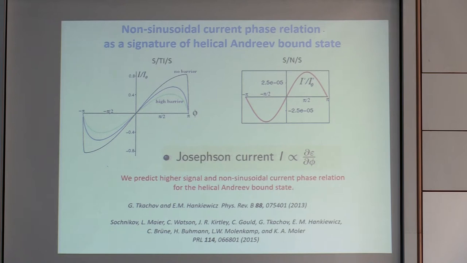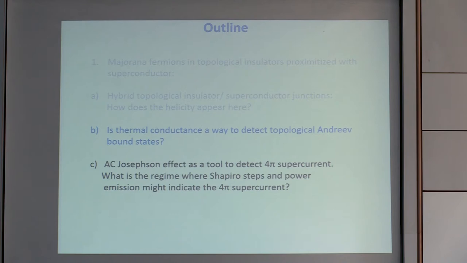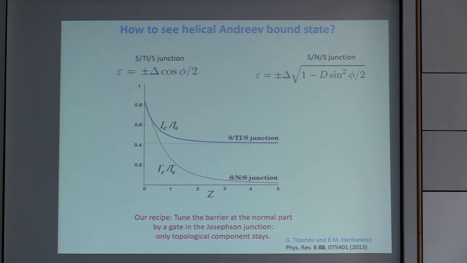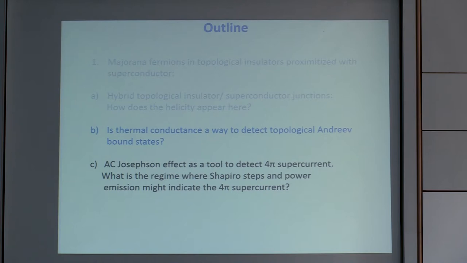We actually looked at the skewness together with Catherine Mola, and if there are some questions, I don't want to go into the details of this experiment now. Okay, so let me emphasize, it's kind of difficult to say if I am going 4 pi or 2 pi, because I could also go like this. Quasi-particle poisoning, for example, could mean that I'm not sure on which branch of the spectrum I am. But I can do more. Another step which I could do is to look at the thermal conductance as a way to detect topological Andreev bound states.